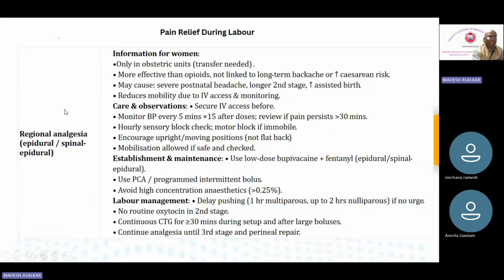Then coming to the regional analgesia, epidural spinal. Information for women: it is only available in the obstetric units, more effective than opioids, not linked to long-term backache or increased cesarean risk, may cause severe postnatal headache, longer second stage, and increased assisted birth.